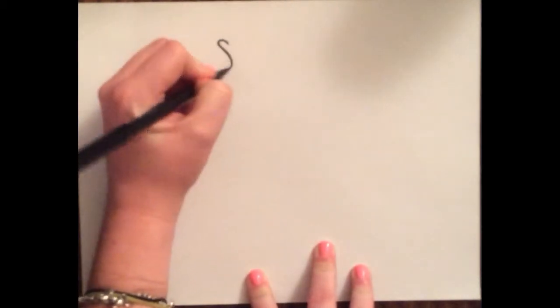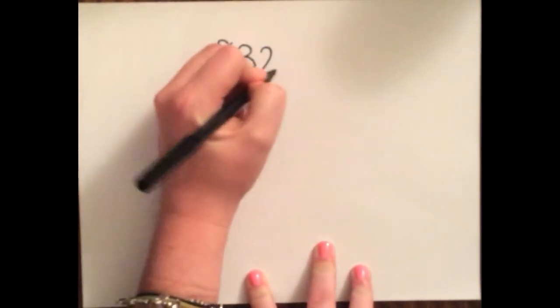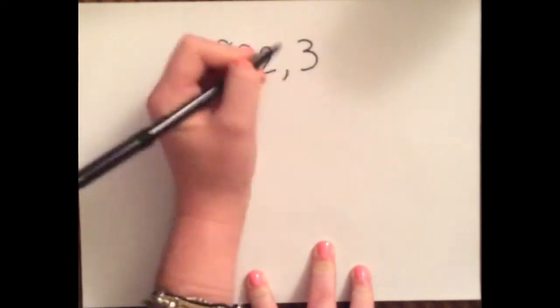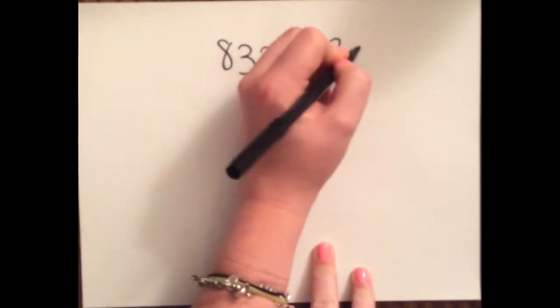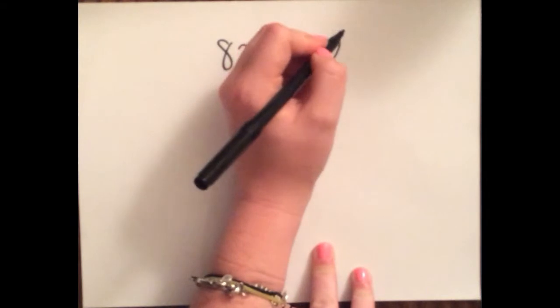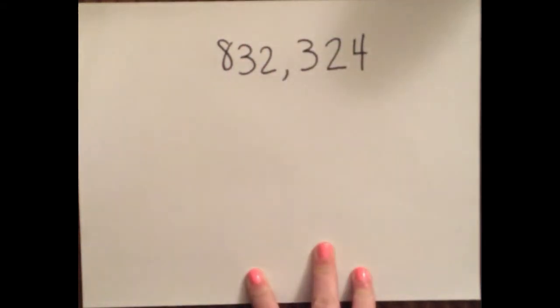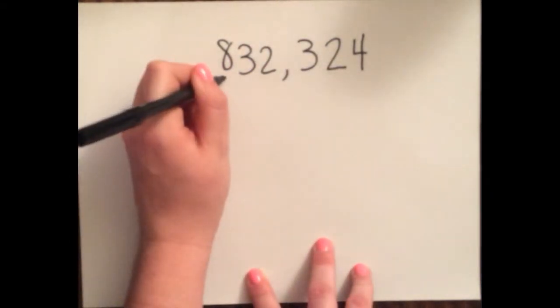We're going to round a number to the nearest 100,000. All right, so here's our 6-digit number. Let's go with 832,324. How about that?